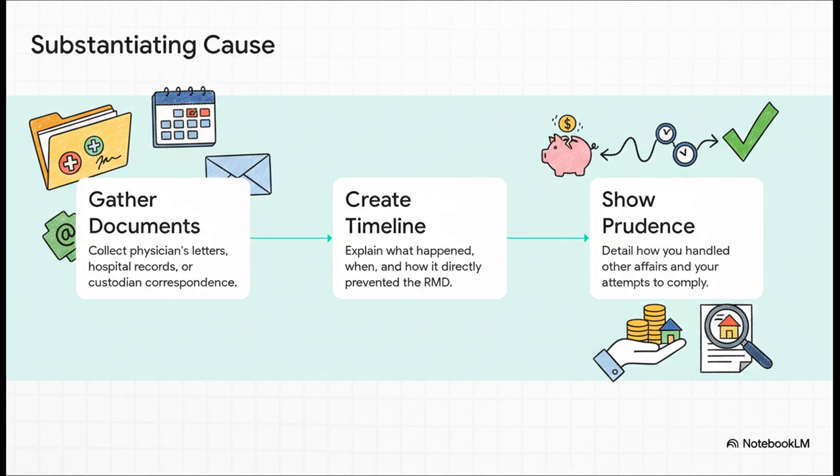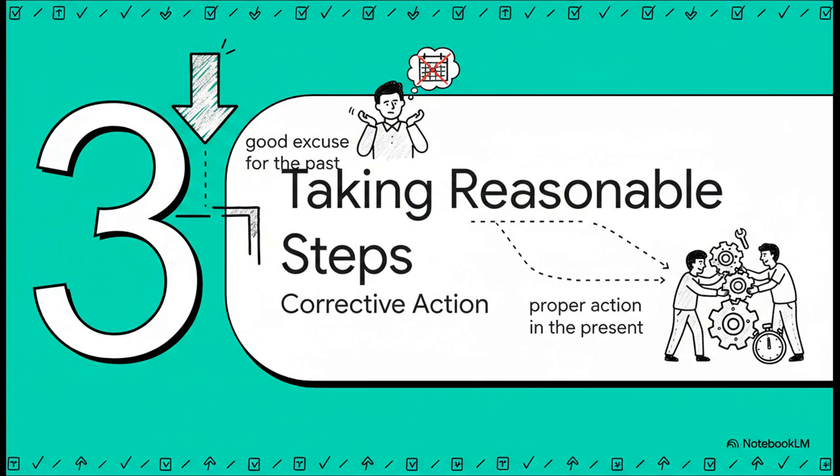Building a compelling case really boils down to 3 things. First, documentation. This is your hard proof. A letter from your doctor, hospital records, an email from your financial institution admitting fault. Second, a timeline. You need to map out a clear, logical story of what happened, when, and how it directly stopped you from taking that RMD. And third, you have to show that this was an isolated incident, that you handled your other financial affairs responsibly. Okay, so proving you had a reasonable cause for the past mistake, that's part 1.